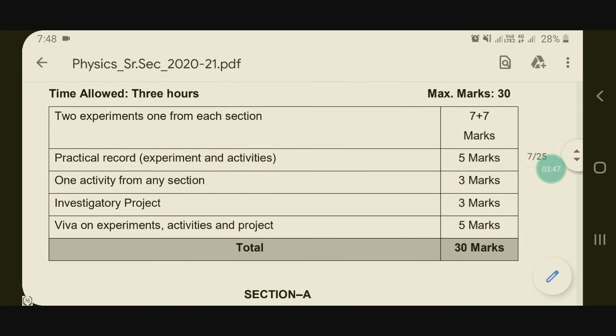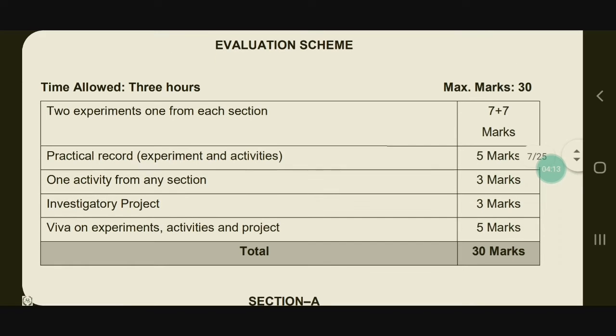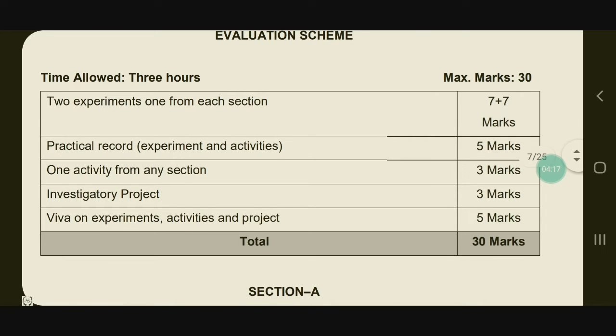The practical record is of 5 marks. One activity from any section is 3 marks. Investigatory project is 3 marks. Viva on experiments, activities and project is 5 marks. So there is a little bit of change. One activity from any section was not available in the last year's syllabus. So it is really a very good attempt by CBSE. It's a good initiative, because it was found that most of the students were totally avoiding performing the activities of the syllabus. So it's good.